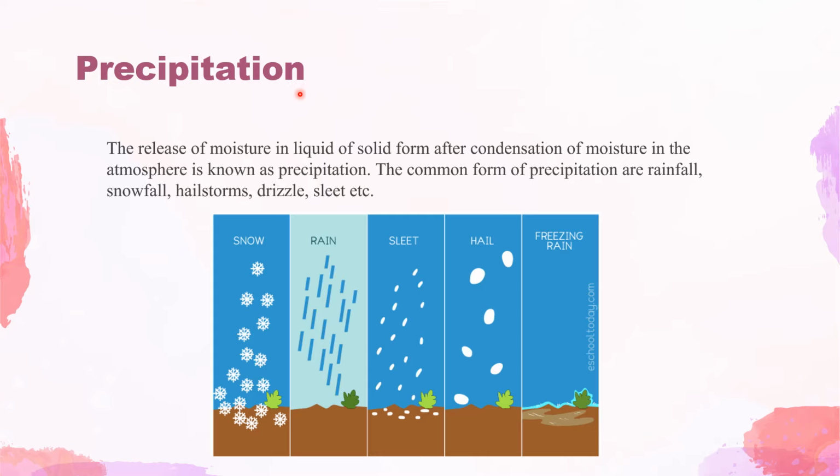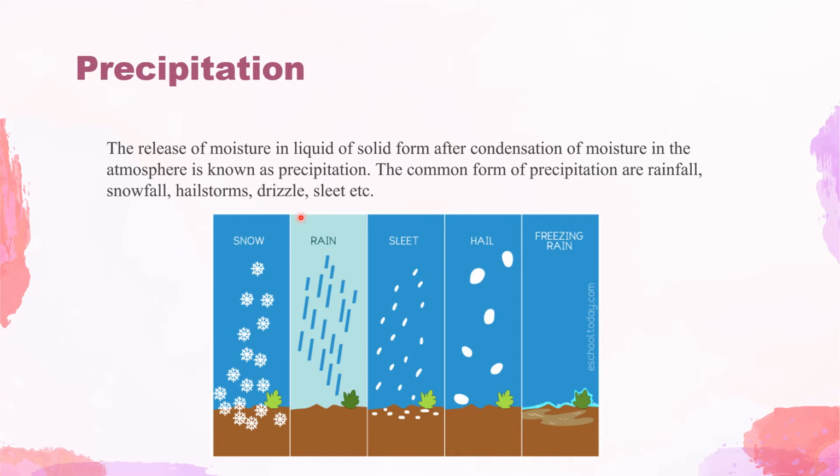So what is precipitation? The release of moisture in liquid or solid form after condensation of moisture in the atmosphere is known as precipitation. We know that there is water vapor in the atmosphere. When this water vapor, which is in the gaseous state, changes either into liquid by condensation or into solid by solidification, it is released and comes down on the earth. That process is called precipitation.